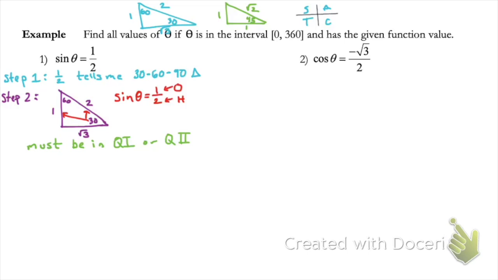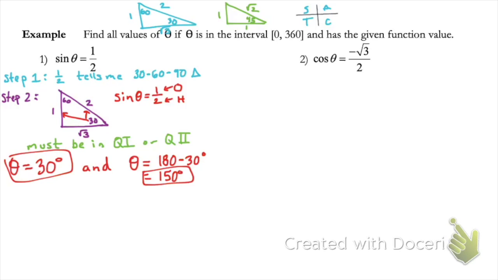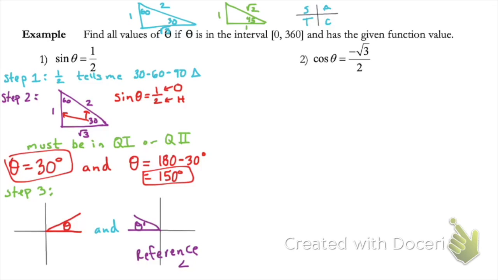So from here, I can figure out my first angle. If it's in quadrant 1, it has to be 30 degrees. And then my second angle, if it's in quadrant 2, I should take my 180 and subtract from it the 30 degrees to give me 150. Last step here is to draw, and in the next problem, I'm actually going to draw it and then find the angle. So step 3, there it is.